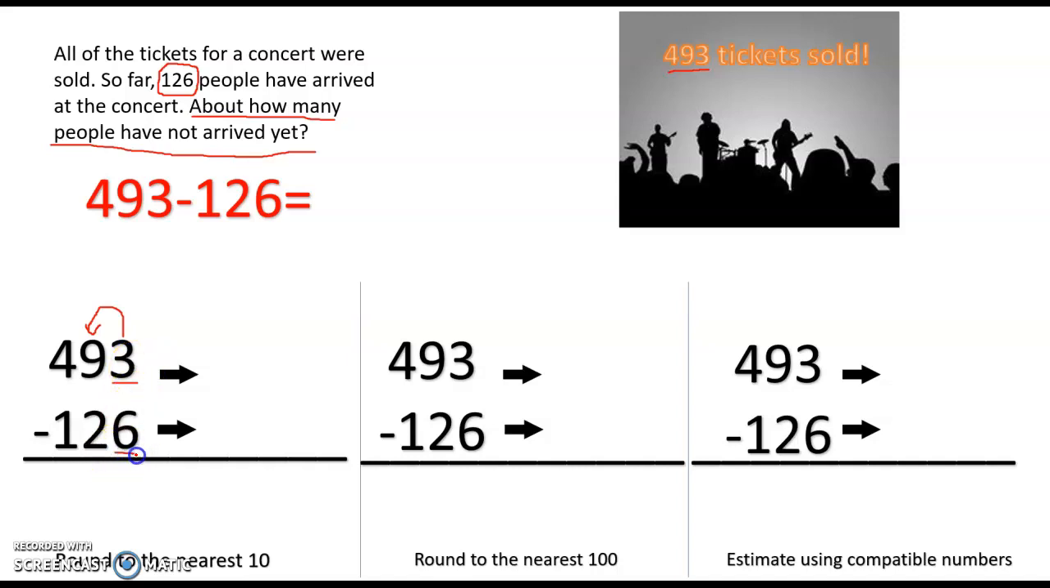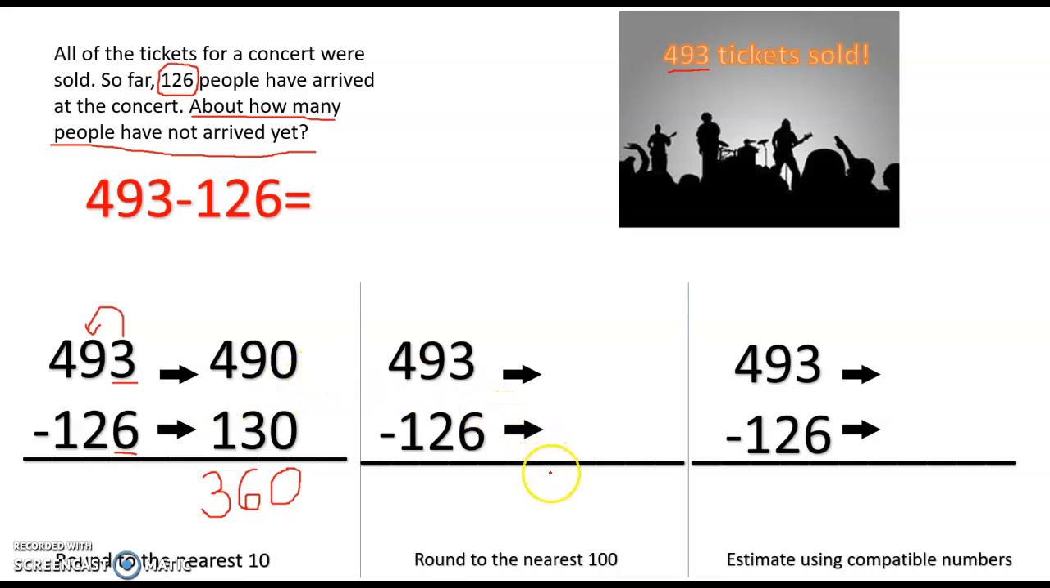What about this 6? Am I rounding up or down? This time I'm rounding up, so 126 will become 130. Now it's easier to estimate the answer. 0 minus 0 is 0. 9 minus 3 is 6. 4 minus 1 is 3.